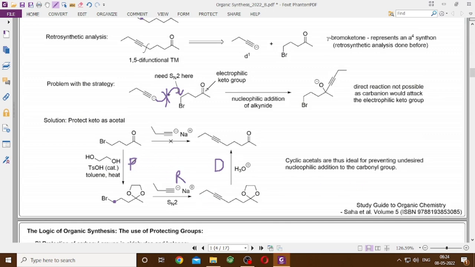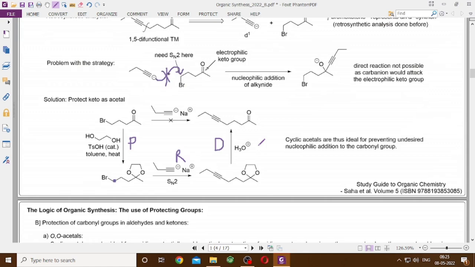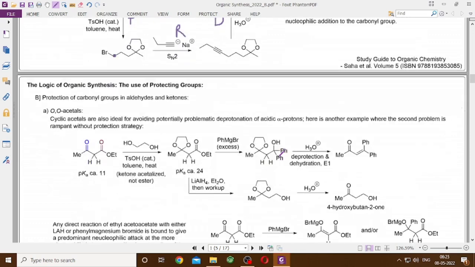Obviously you have two steps which are diminishing the yield, but without the protection, your reaction will not occur. Therefore cyclic acetals are ideal to keep undesired nucleophilic addition from the carbonyl group. They can stop this thing from happening.